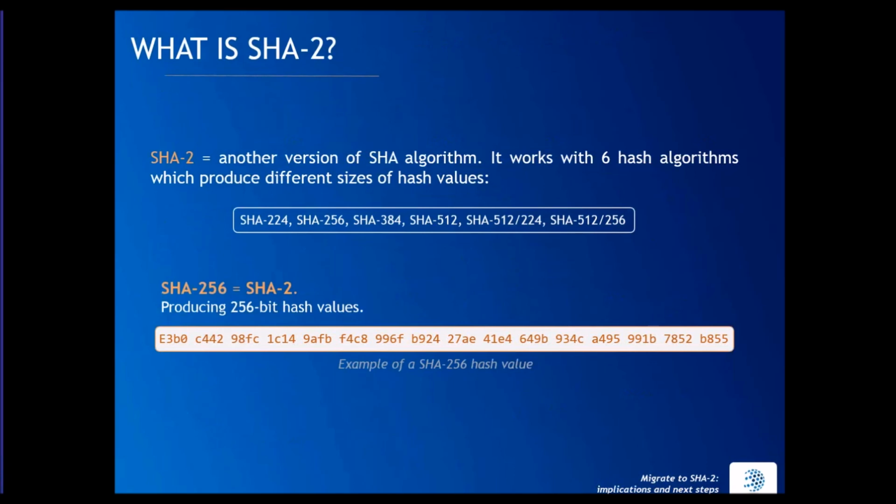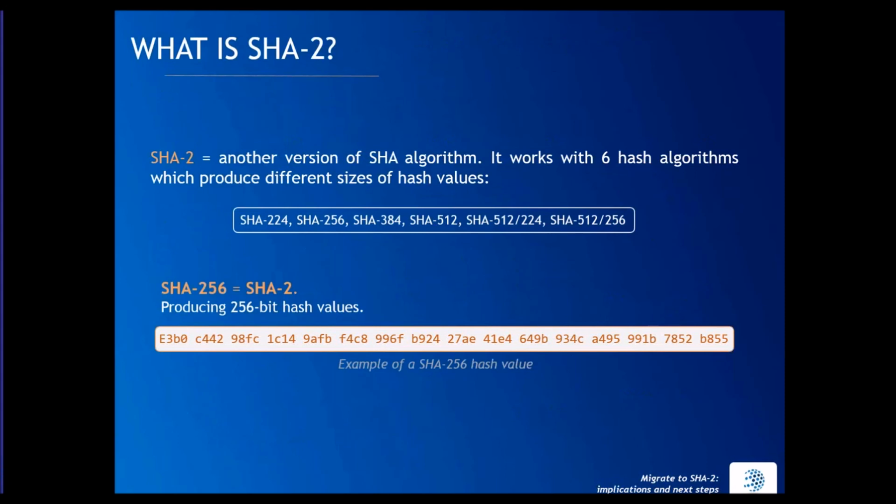Interestingly, there is actually another hashing algorithm which is being developed. It's not out yet, and it won't be out for a very long time, but that's SHA-3. But currently, all we need to take into consideration is that we need to move on from SHA-1 to SHA-2.